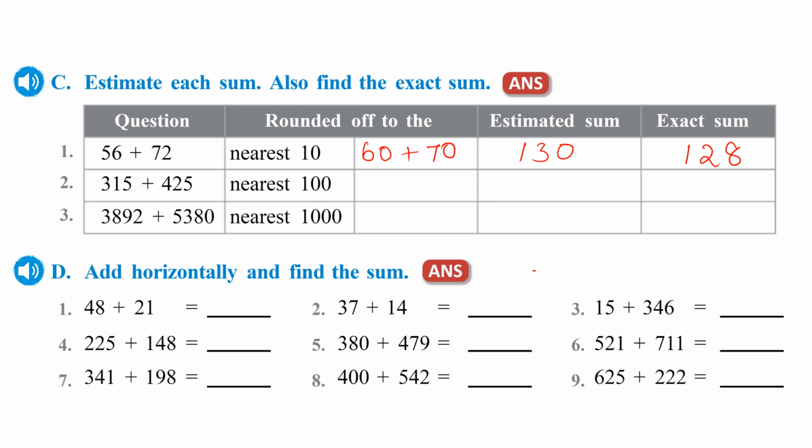Next, we will move on to the second question. The question is 315 plus 425, and they've asked us to round it off to the nearest 100. Right? So, 315 is rounded to 300. We know. Plus 425 is rounded to 400.